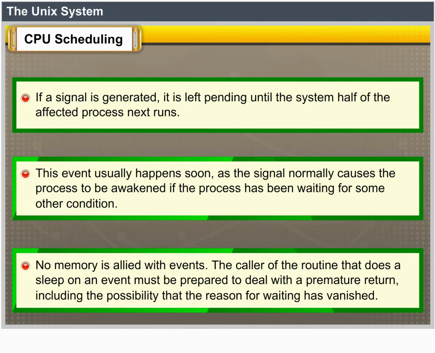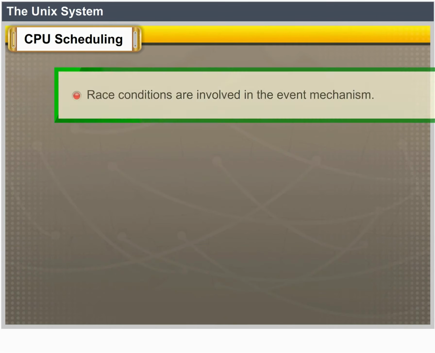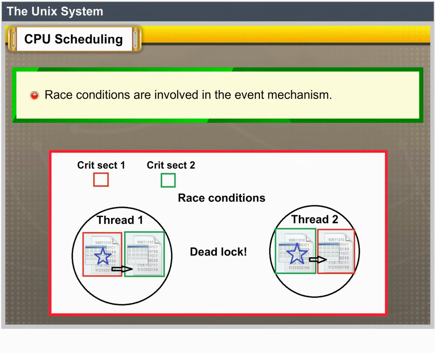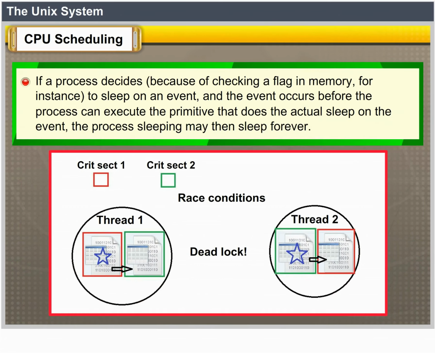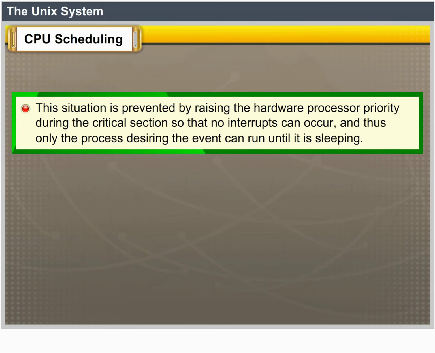Race conditions are involved in the event mechanism. If a process decides, because of checking a flag in memory, for instance, to sleep on an event, and the event occurs before the process can execute the primitive that does the actual sleep on the event, the process sleeping may then sleep forever. We prevent the situation by raising the hardware processor priority during the critical section so that no interrupts can occur, and thus only the process desiring the event can run until it is sleeping.